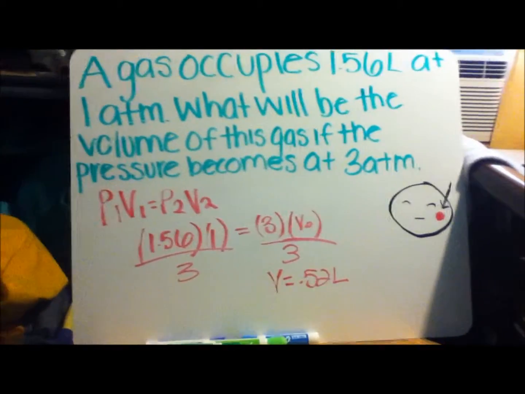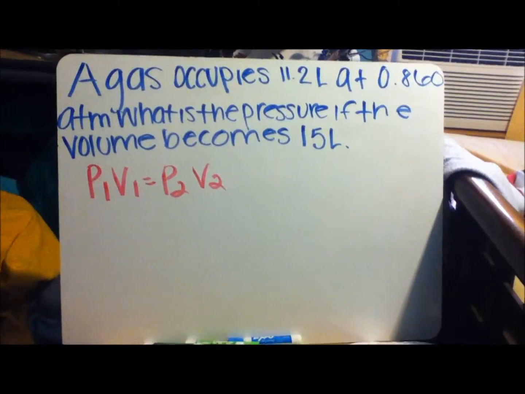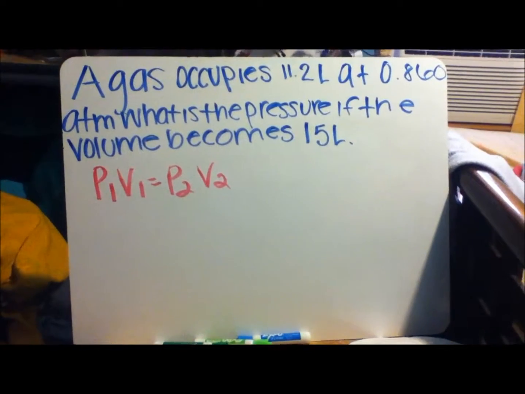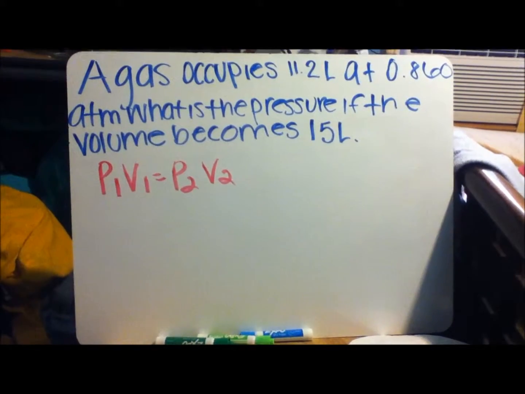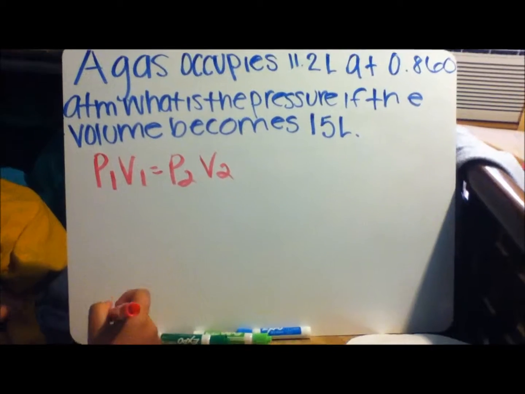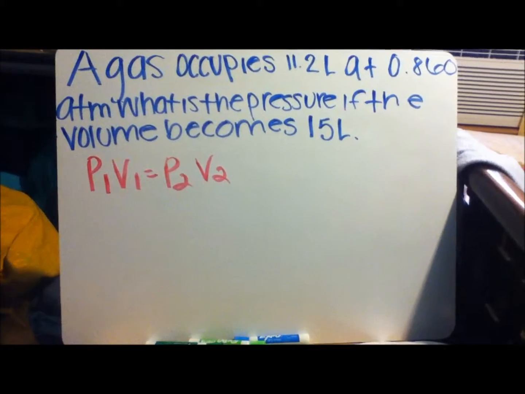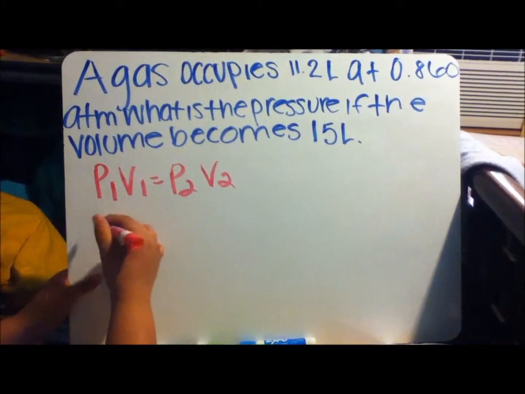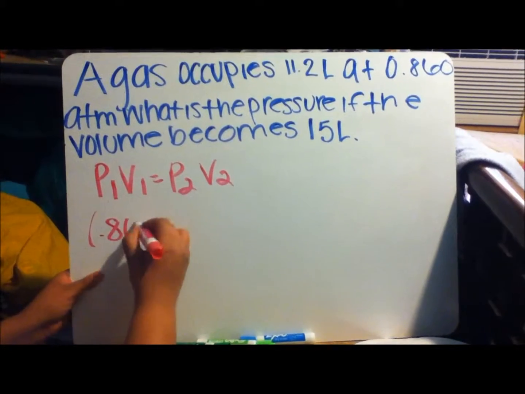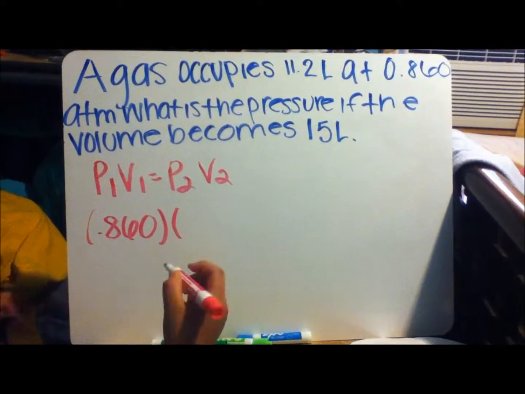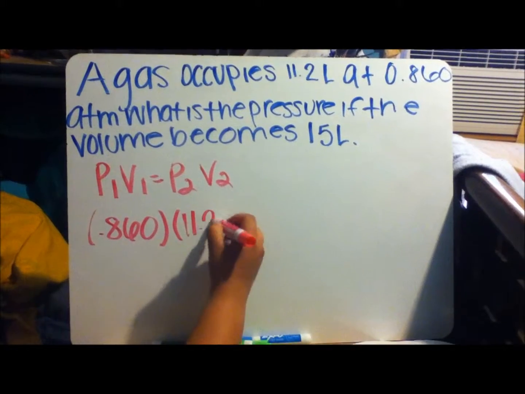And this is our example 2. We are going to start the same thing. We're just going to plug in the initial and the change. So we're going to start with the initial. Our pressure is 0.860 for the first one, so we're going to put that. And it is multiplied by 11.2, which is the initial volume.